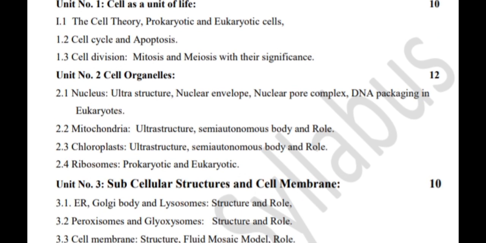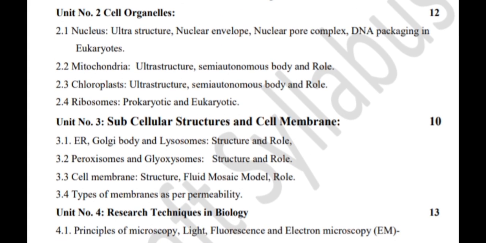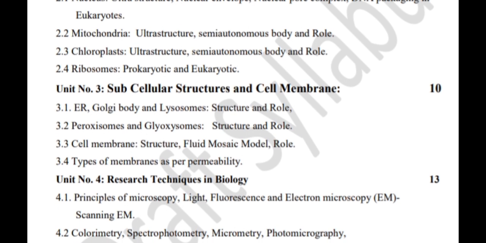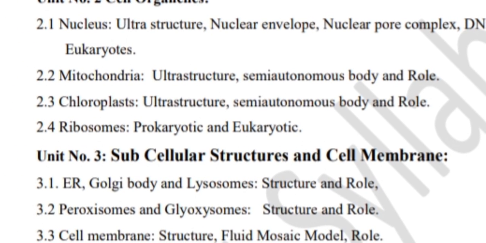Unit 2nd is for the cell organelles. We will learn the nucleus, its ultrastructure, nuclear envelope, nuclear pore complex, DNA packaging in the eukaryotes. In detail we will learn the mitochondria, ultrastructure, semi-autonomous body and their role, chloroplast, ultrastructure, semi-autonomous body and role, and we will learn the ribosome present in prokaryotic cell and eukaryotic cell.